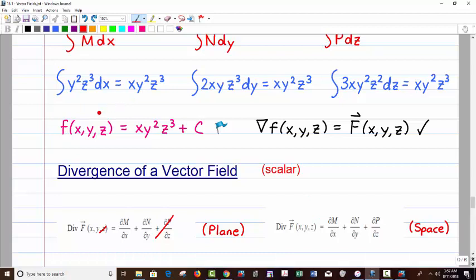y squared z cubed with respect to x is x y squared z cubed. 2xyz cubed with respect to y, so 2y has an antiderivative of y squared. So you have xy squared z cubed. And the last one, integrate this term with respect to z, so the antiderivative of 3z squared will be z cubed. So I have xy squared z cubed.